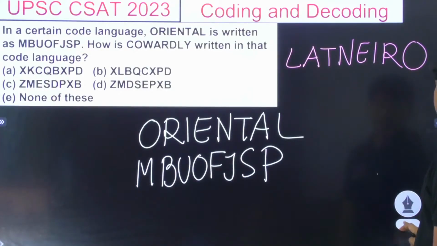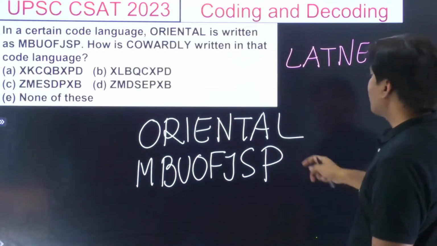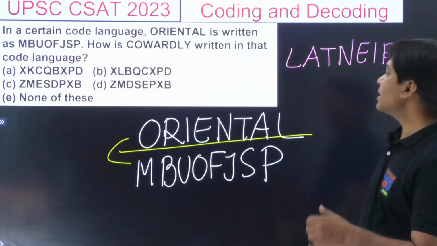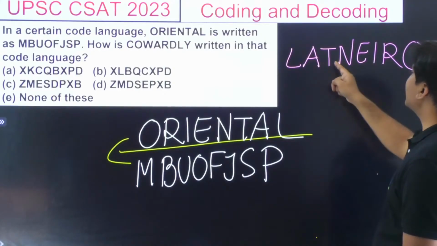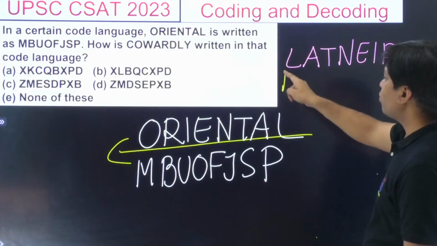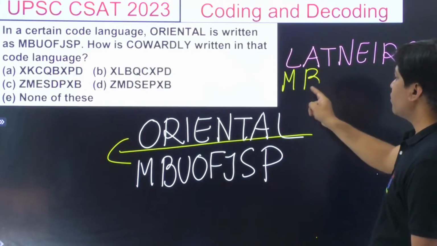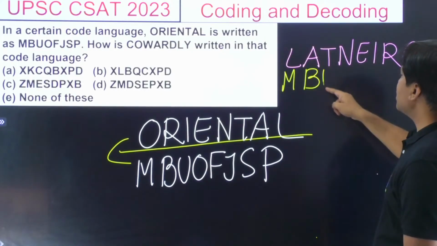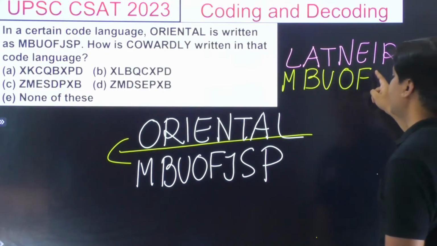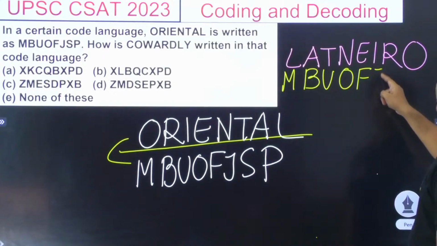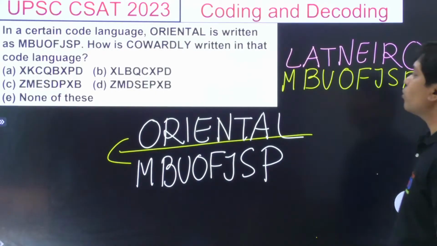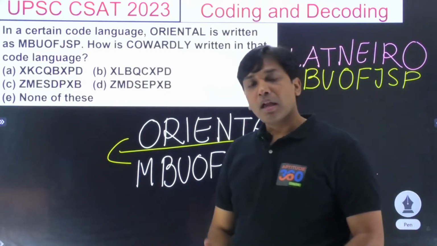See what is happening, people. What they have done is written this in the reverse order. They have written it in the reverse order. So LATNEI, and then L to M, one step. A to B, one step. TUNOEFIIJRSOP. So what happened here?